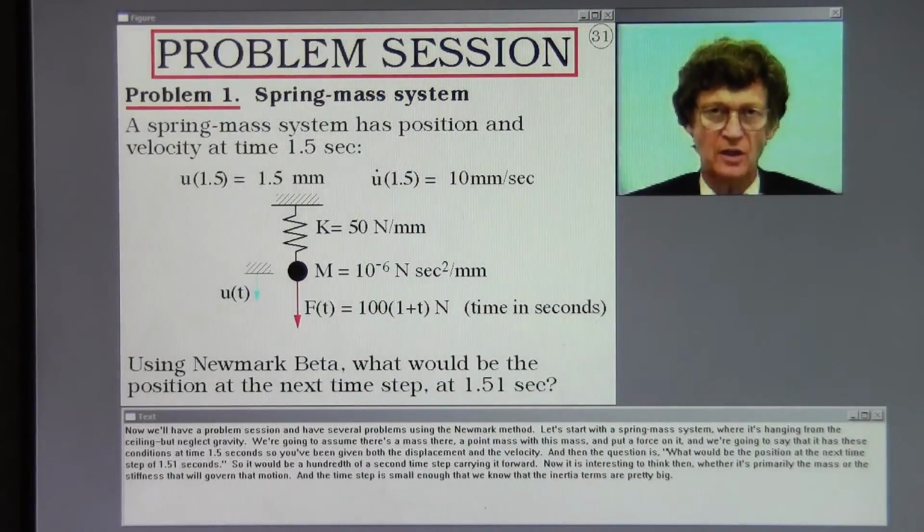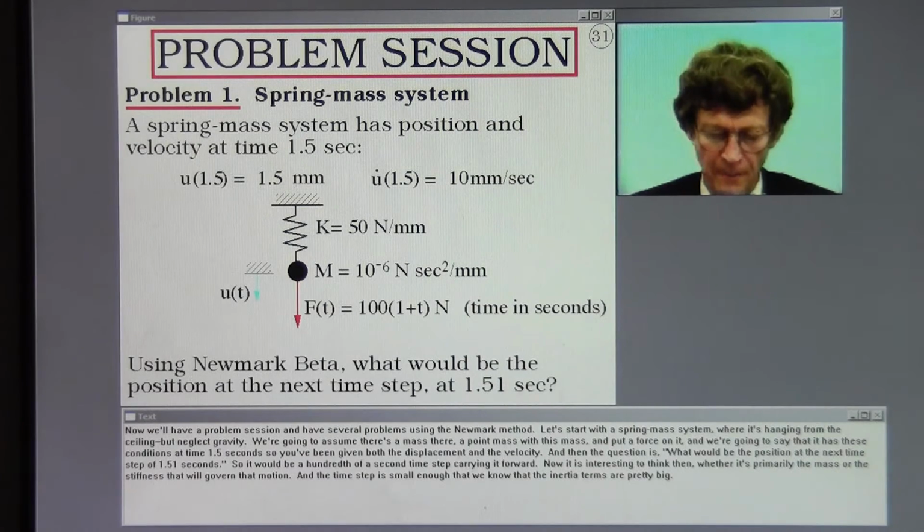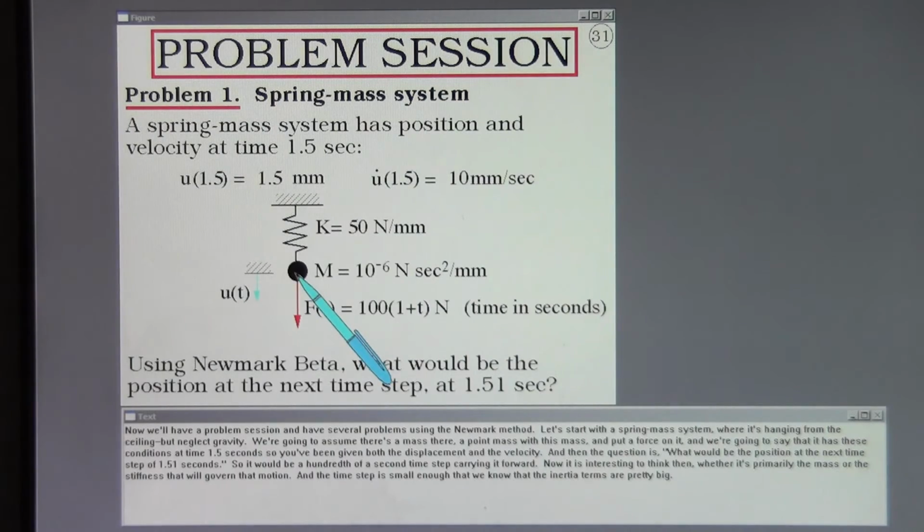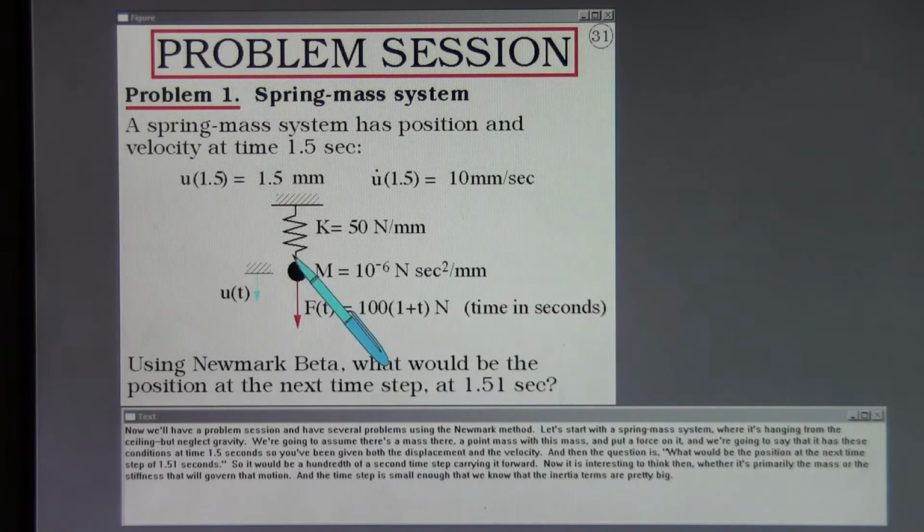Now we'll have a problem session with several problems using the Newmark method. Let's start with a spring mass system hanging from the ceiling, but neglect gravity. We're going to assume there's a point mass with this mass, and put a force on it. It has these conditions at time 1.5 seconds, so you've been given both the displacement and the velocity. The question is, what would be the position at the next time step of 1.51 seconds? So it would be a hundredth of a second time step carrying it forward.